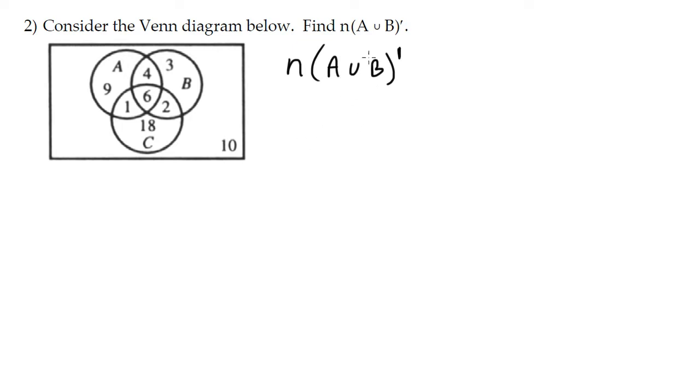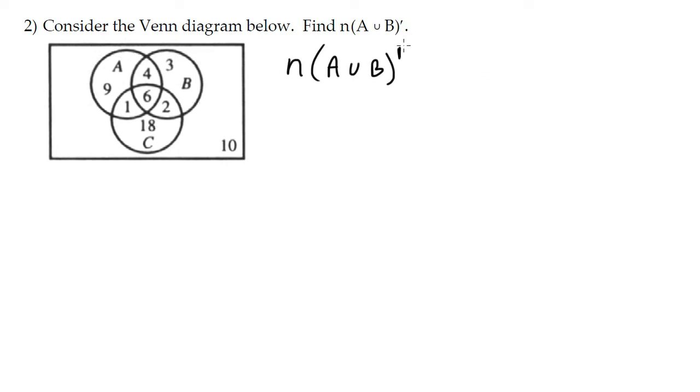Let's identify the set A union B. The union means just join everything together. Everything that's in A, join that up with everything that's in B. Don't double count anything, right? So if we're looking at A, here's set A, the circle here. Here's set B. Every value that's in here, that's A union B. So 9, 1, 4, 6, 3, 2. That's my A union B.